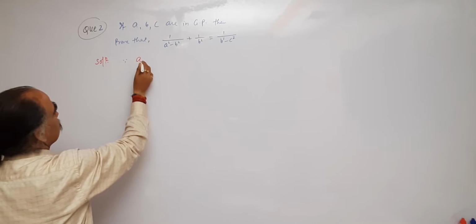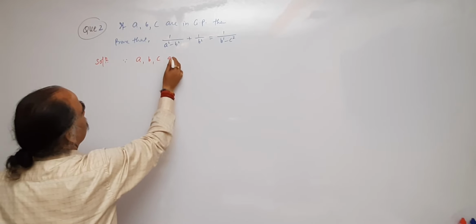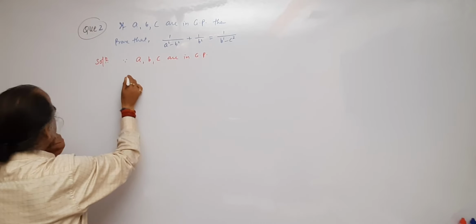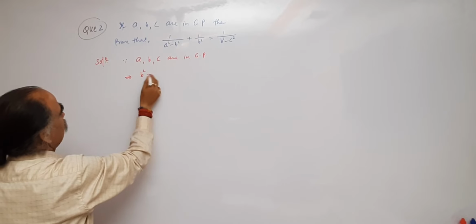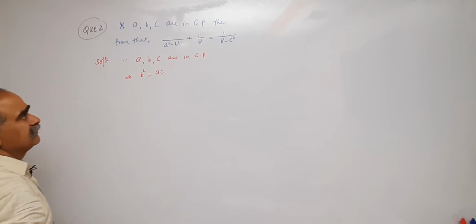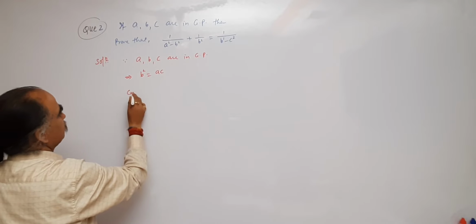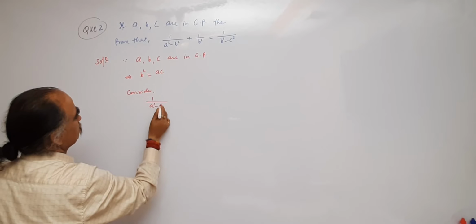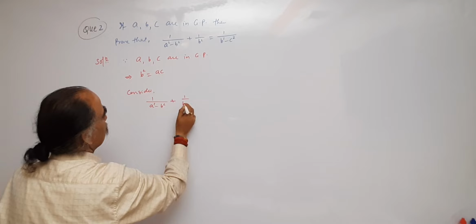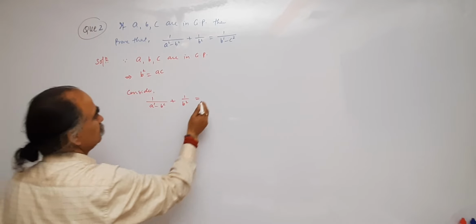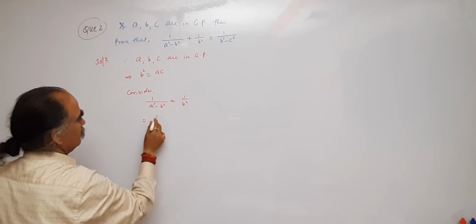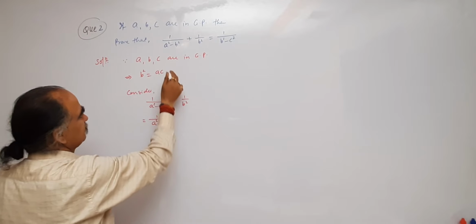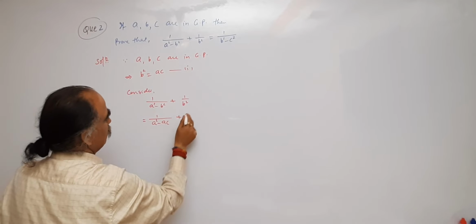Since a, b, c are in GP, this implies b square is equal to ac. Consider 1 upon a square minus b square plus 1 upon b square, which is equal to 1 upon a square minus ac, since b square is ac, plus 1 upon ac.